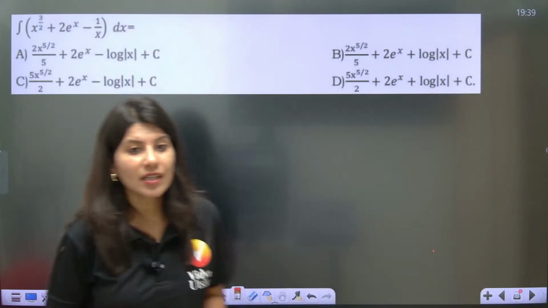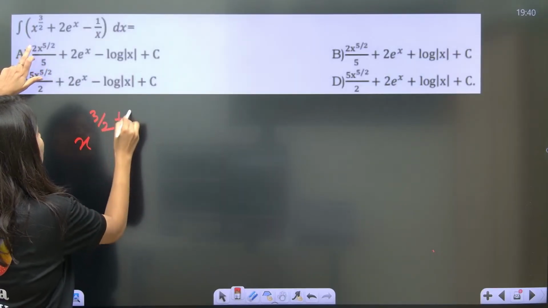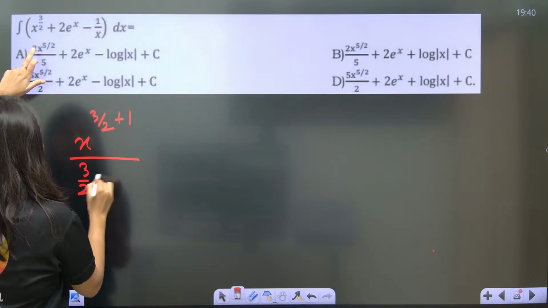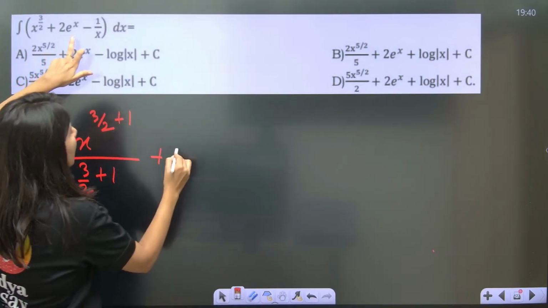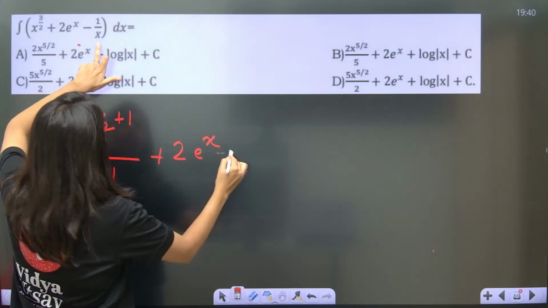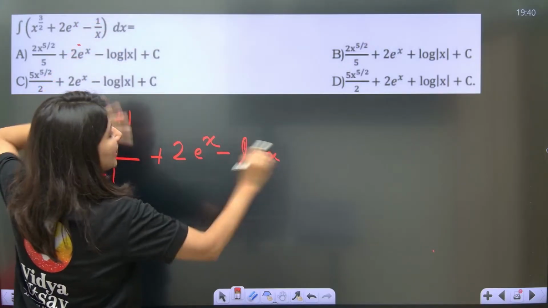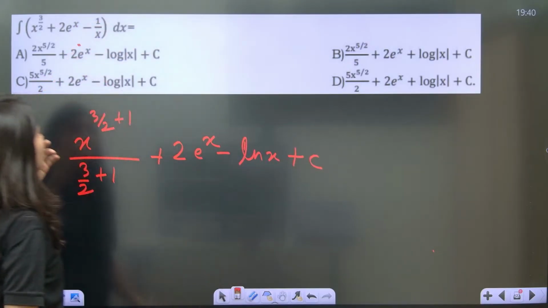X power 3 by 2, we need to integrate. So integration of x power 3 by 2 is x power 3 by 2 plus 1 upon 3 by 2 plus 1, plus e power x. 2 will be as it is. Integration of e power x is this, minus 1 upon x. Integration of 1 upon x is log x, direct formula based. Now you just match the answer.